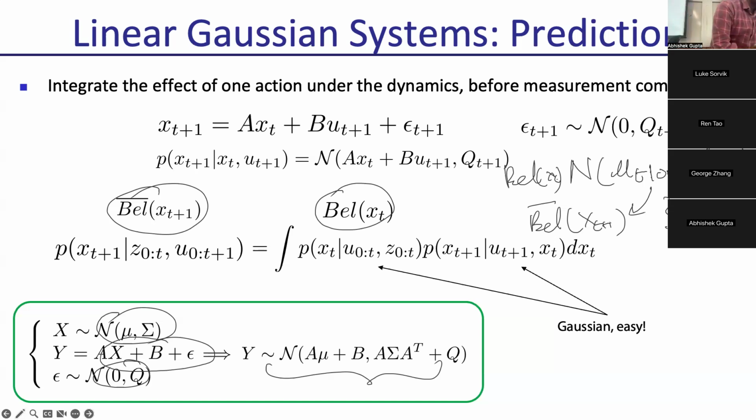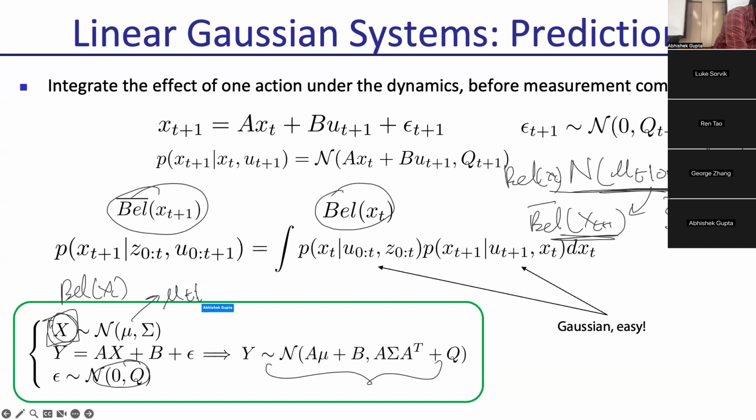Remember, we're trying to go step by step. What is x? We're trying to go from belief to belief bar at the next step. So what is our random variable x going to be in this case? It's the belief at xt, which means that mu here is just going to be mu t 0 to t, and sigma is just going to be sigma t 0 to t. So x is just your belief at your current step.